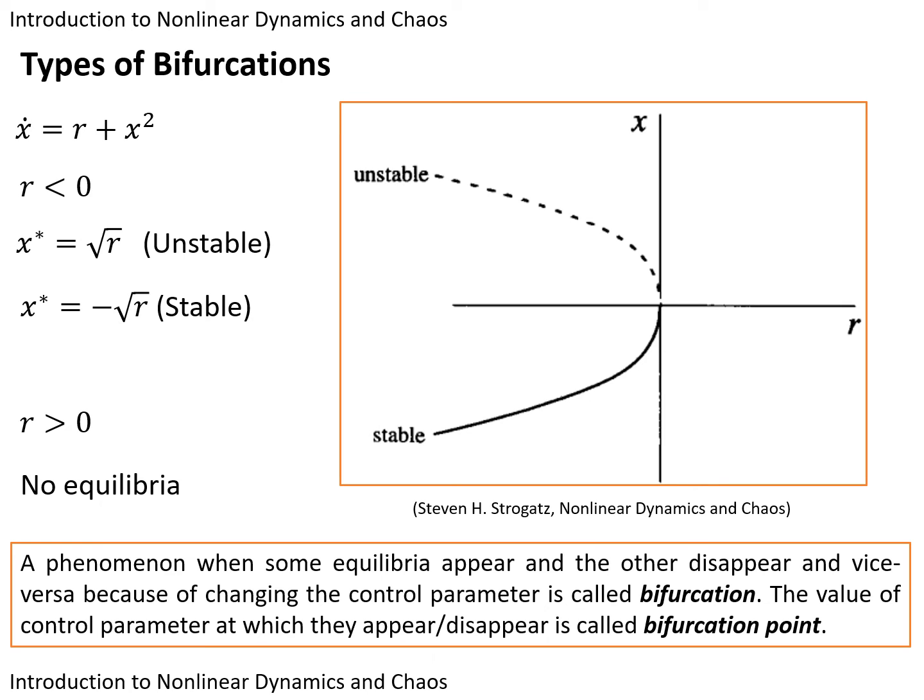We already know what is a bifurcation. We studied it on the example of this system. Now let's talk about the types of the bifurcations.